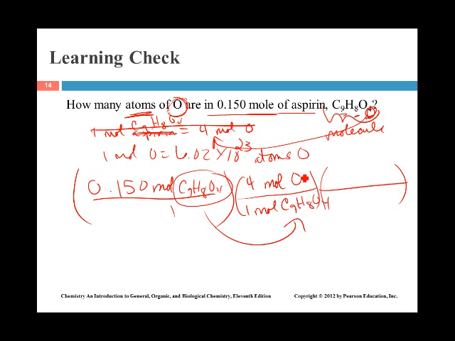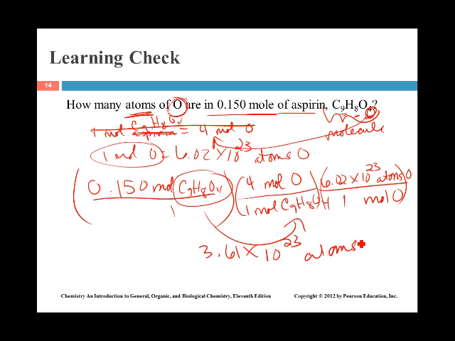For every, we have moles of oxygen on the top. That means we want moles of oxygen on the bottom. And here's our other conversion factor. There's moles of oxygen. 1 goes with moles. 6.02 times 10 to the 23rd goes on top. So it'd be 0.15 times 4 times 6.02 times 10 to the 23rd, and that comes out to be 3.61 times 10 to the 23rd atoms of oxygen.